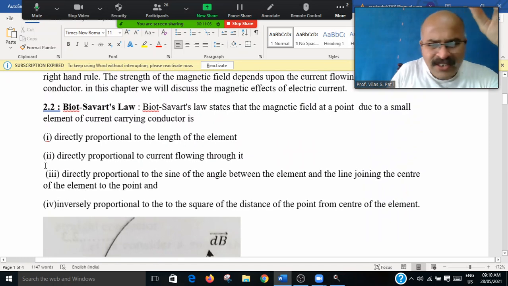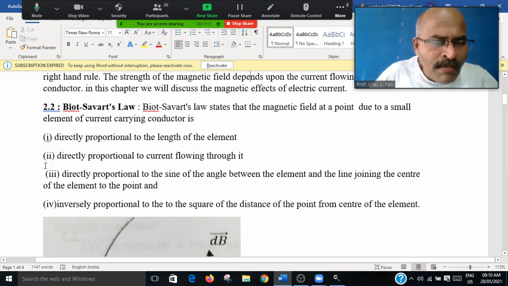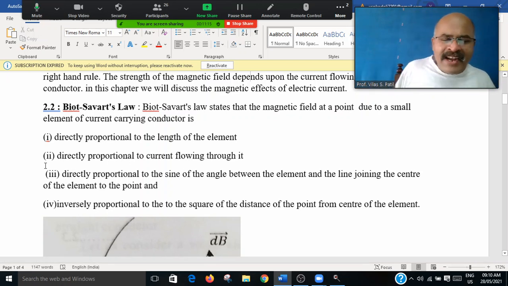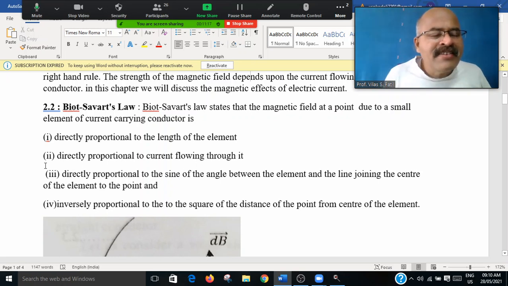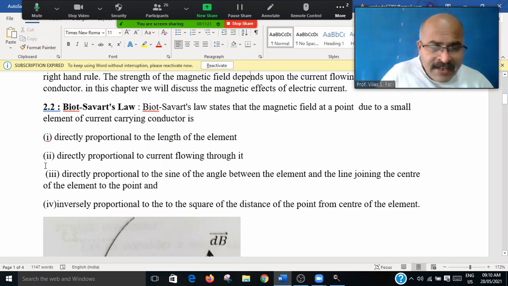Friends, the first and most popular law in the magnetic field is the Biot and Savart's law. Biot and Savart are the names of two scientists. One is Biot and the other is Savart. Savart is not a surname. These are two friends, and this is Biot and Savart's law.